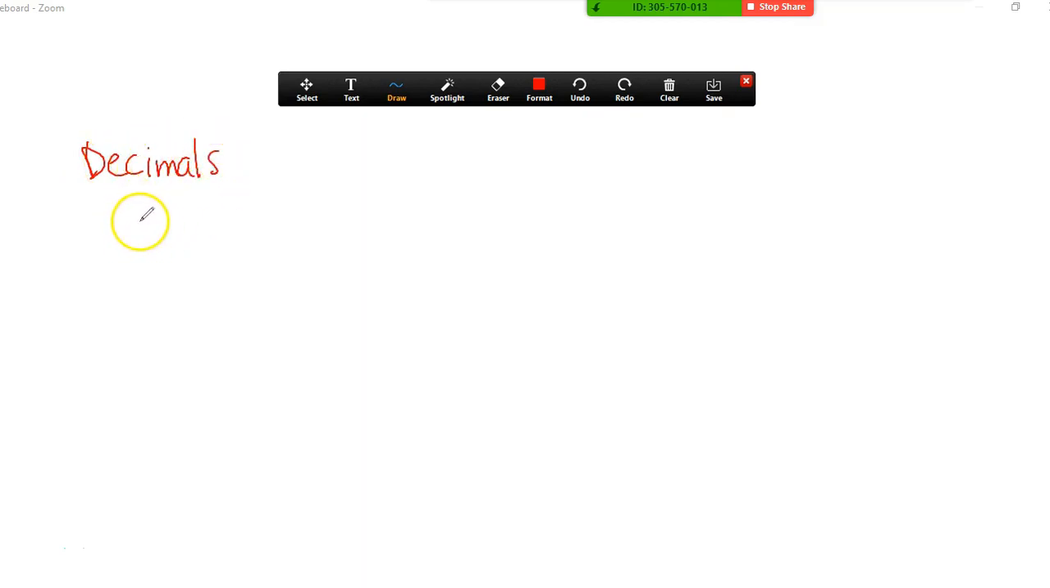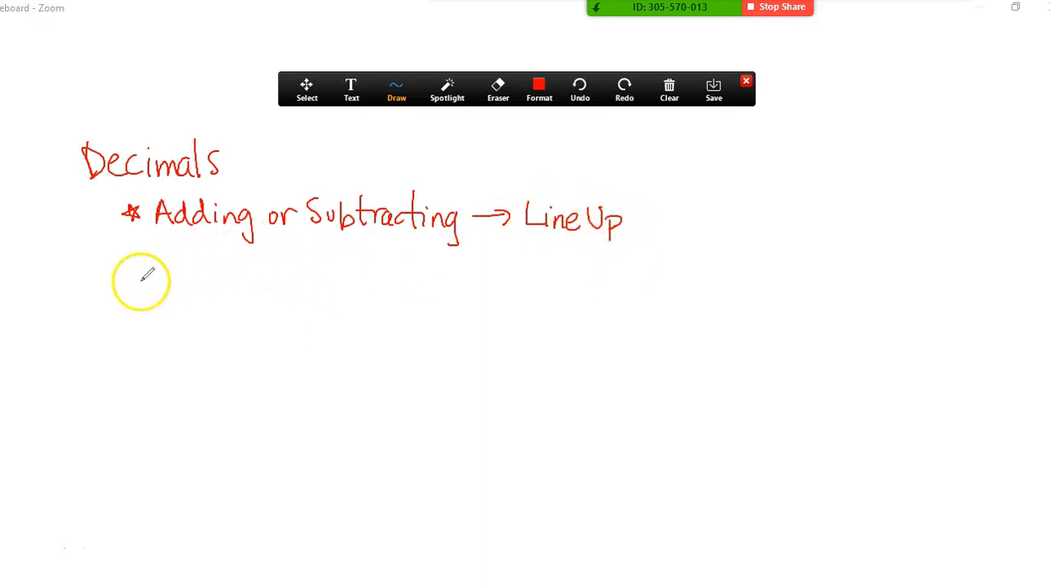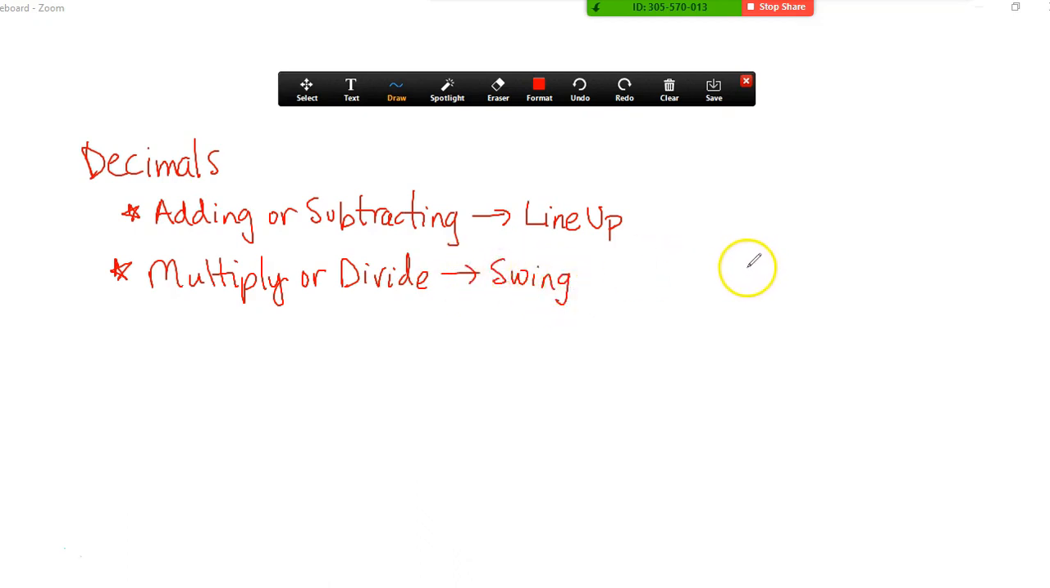And so there are two major rules when you're working with decimals. Rule number one, if you are adding or subtracting decimals, you have to line them up. If you are multiplying or dividing, you swing. So those are the two major rules when working with decimals.